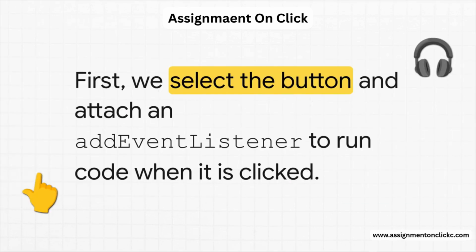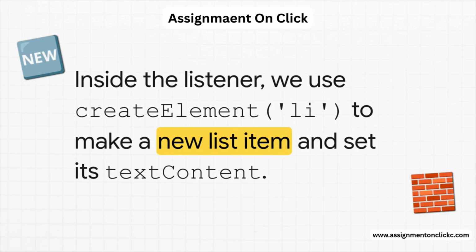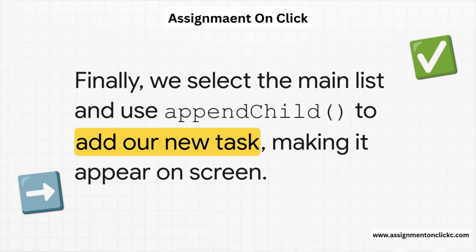And here's what that looks like in code. Step 1, you see we select the Add Task button. Then, right after that, we attach our event listener, our little spy, to it. Everything else that needs to happen will be inside that function that runs only when the button is clicked. Now, once that button is clicked, this code springs into action. We use createElement to conjure up a new empty list item. Then, we use that textContent property we talked about to set its text to whatever the user typed into the input field. And for the final step, we have to make it visible.